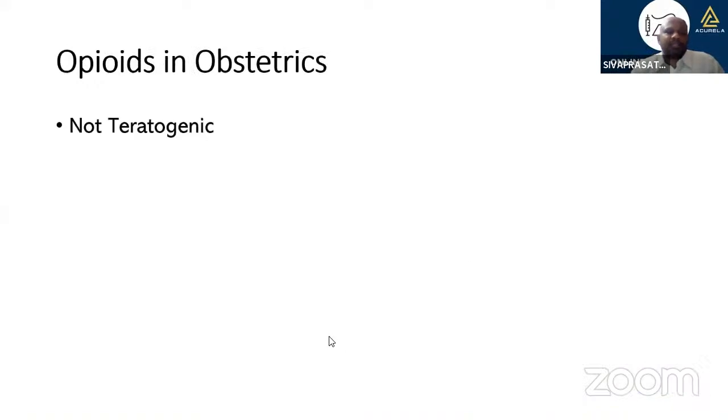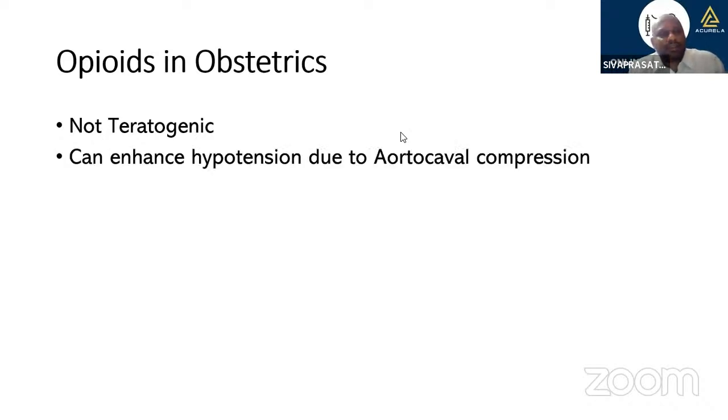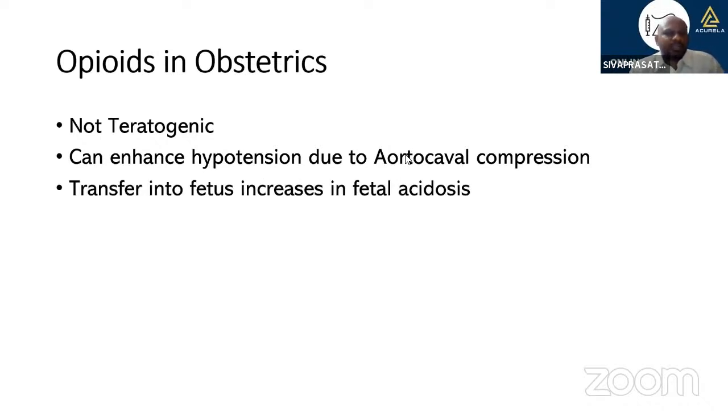Opioids in obstetrics. They are totally not teratogenic. A variety of animal studies have been done. They are not teratogenic. You can easily use them in patients who are posted for oocyte retrieval. The thing is, they can aggravate the hypotension due to aortocaval compression because of the vasodilatation. So you have to be careful when you use them in cesarean section when you put spinal anesthesia.